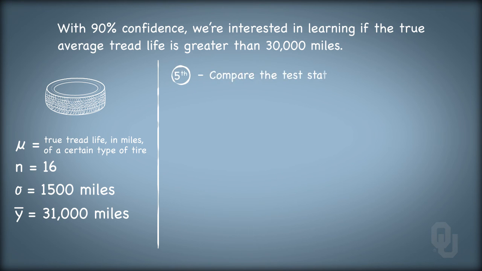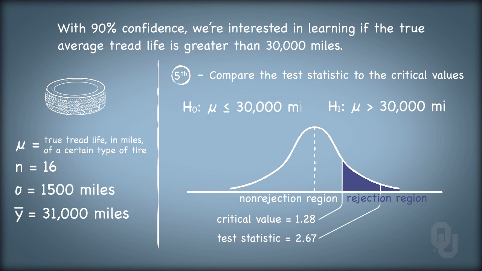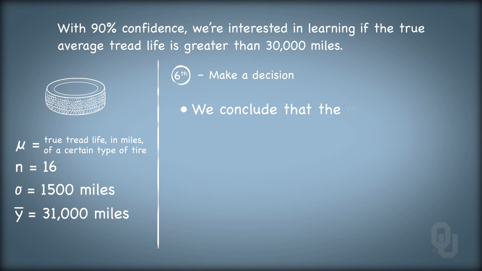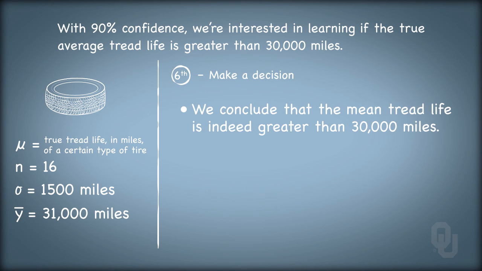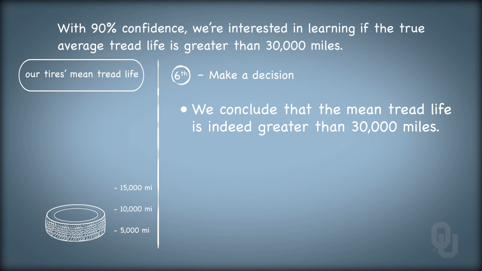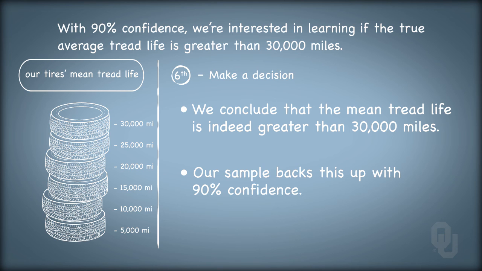In the fifth step, we compare the test statistic to the critical value. The critical value is 1.28. The test statistic, at 2.67, lies beyond the critical value. It lies in the rejection region. The evidence suggests that we should reject the null with 90% confidence. And so we make a decision. We conclude that the mean tread life is indeed greater than 30,000 miles. If the manufacturer wants to make a claim that the mean tread life of this brand of tire is more than 30,000 miles, then our sample of 16 tires backs up that claim with 90% confidence.